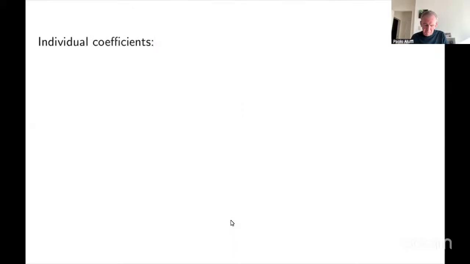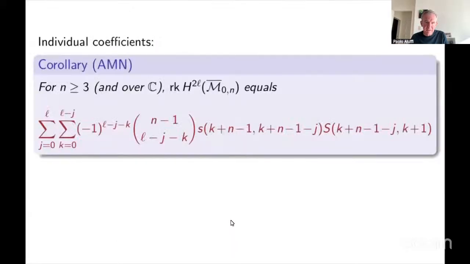And out of the explicit formula I put a couple of slides ago, you can get this explicit expression for the 2i-th Betti number of M0n bar. If you know M0n bar, then you know that the odd cohomology is 0, so those are the only pieces of information in the story.